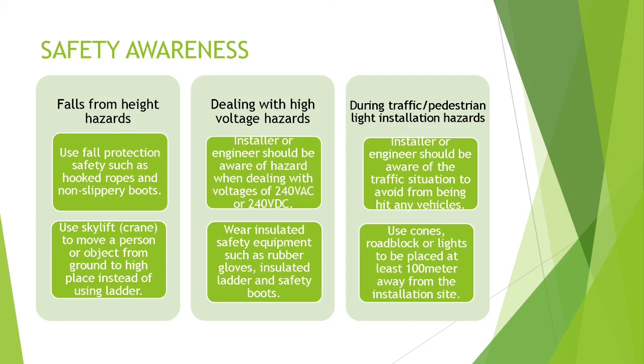Next is during the traffic or pedestrian light installation. Installers or engineers should be aware of the traffic situation to avoid being hit by any vehicles. Therefore, they need to place cones or roadblocks or lights at least 100 meters away from the installation, so that they won't be hit by any cars during the installation.